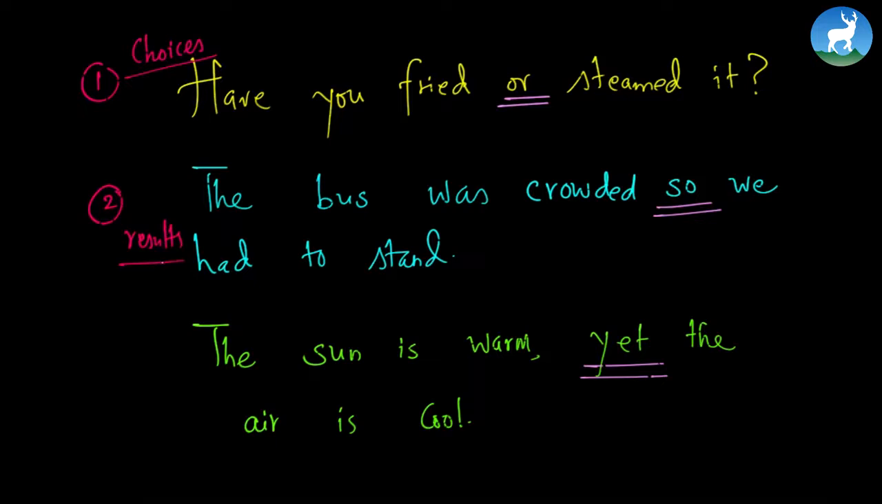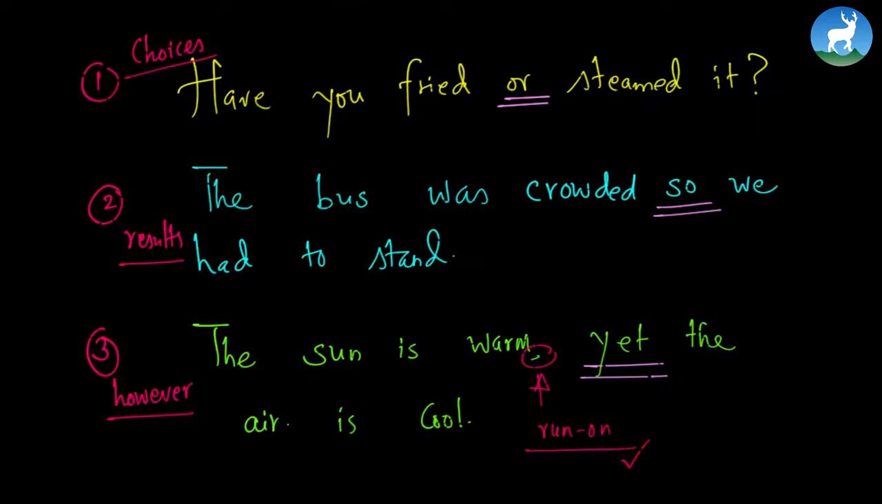Since the bus was crowded, we had to stand. Third one, the sun is warm, yet the air is cool. This is more like the word however, right? A comma is needed here, otherwise the sentence would become run on and it would be wrong. No comma is needed here and no comma is needed here, right?